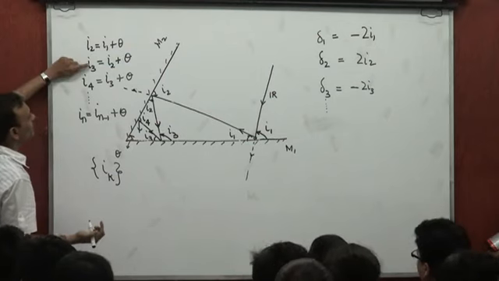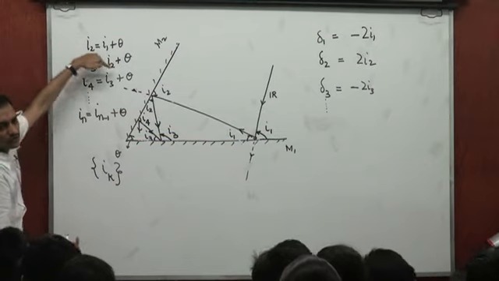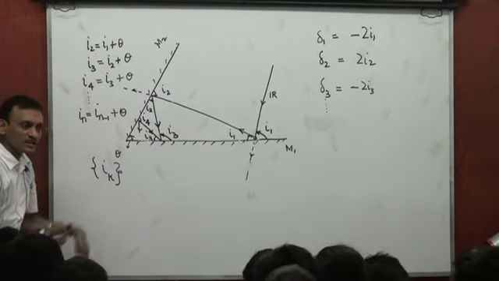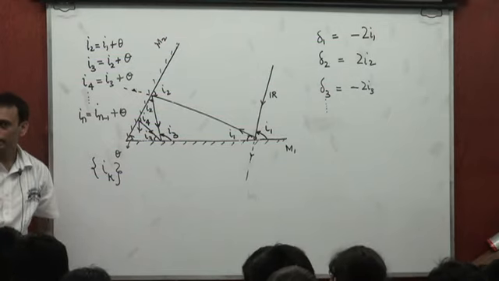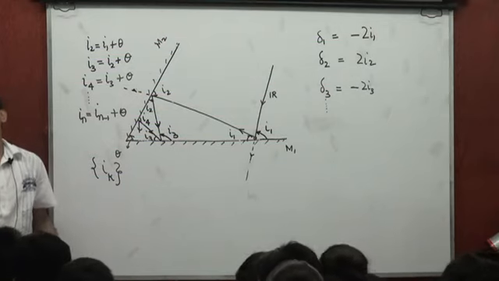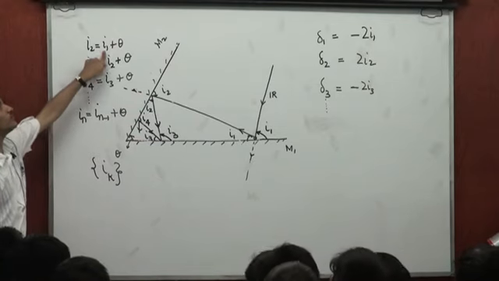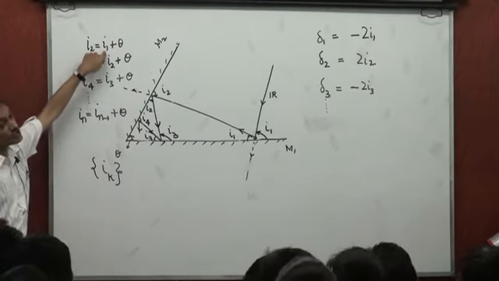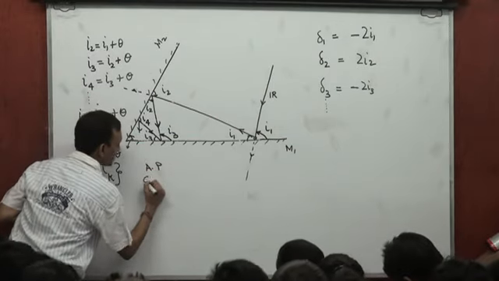To obtain I2, you need to add theta to I1. To obtain I3, you need to add theta to I2. So these Iks constitute an AP, yes or no? That's how an AP was defined. Right? What's the common difference of this AP? Theta is the common difference. The first term of the AP is I1, the common difference is theta. So then this constitutes an AP with common difference theta.